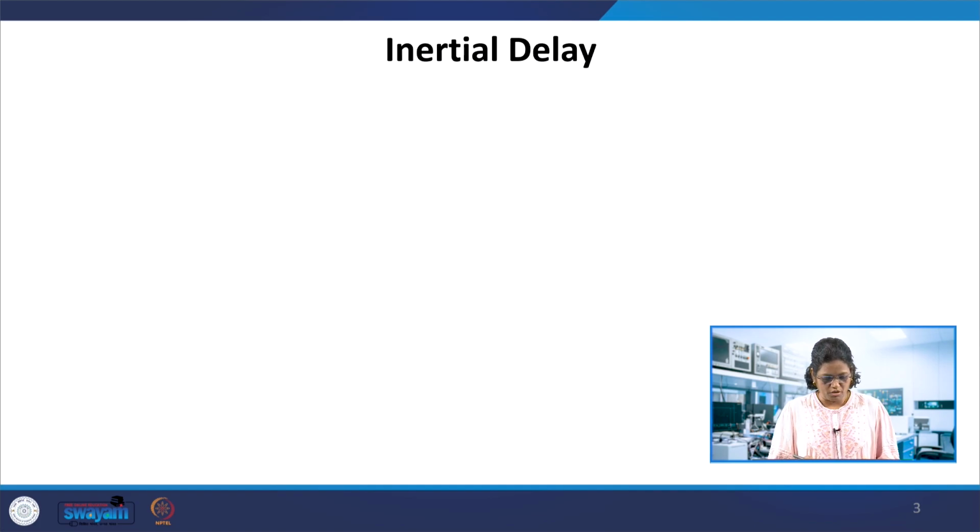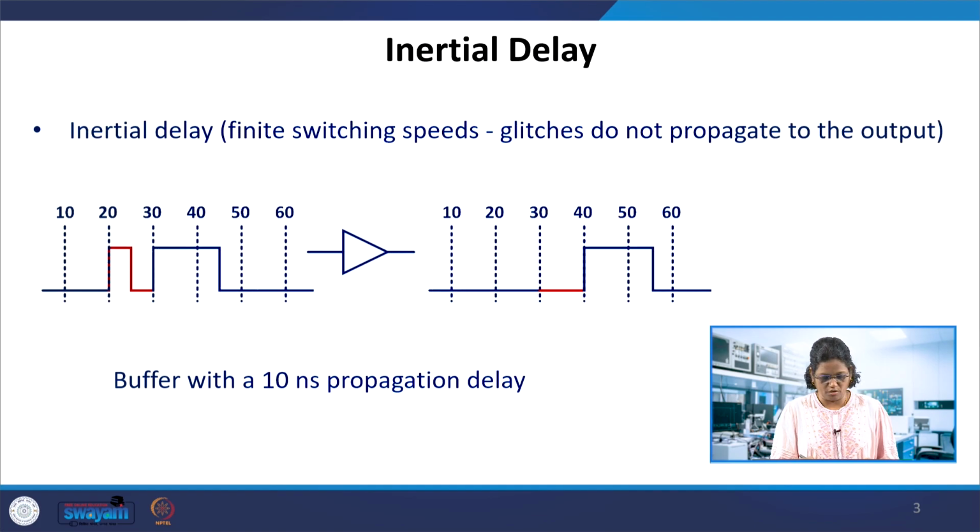So these are the two delay models. Taking the inertial delay model, we can consider a buffer which has 10 nanoseconds of propagation delay. The axis is in nanoseconds: 10, 20, 30, 40, 50, 60, and so on. The signal which comes into the buffer is 0 before 20, after that it becomes 1 for a while, and then it comes back to 0. At 30 it again becomes 1 and stays there. Then at 45 it comes to 0.